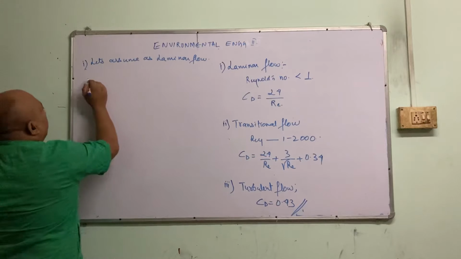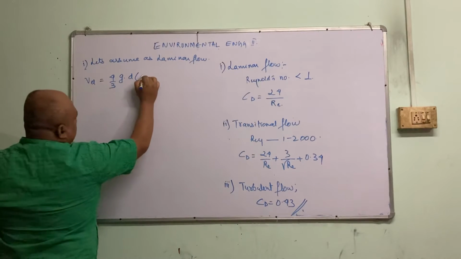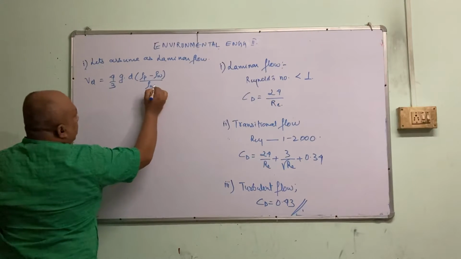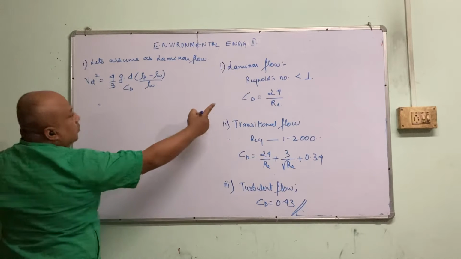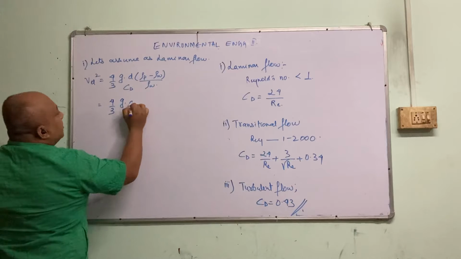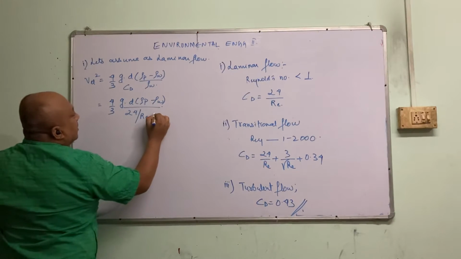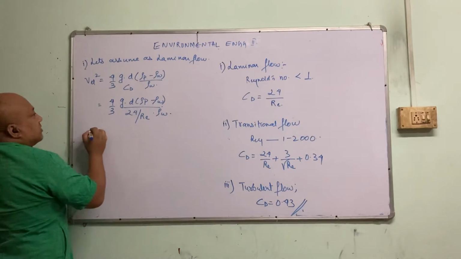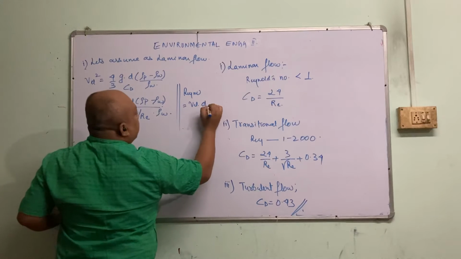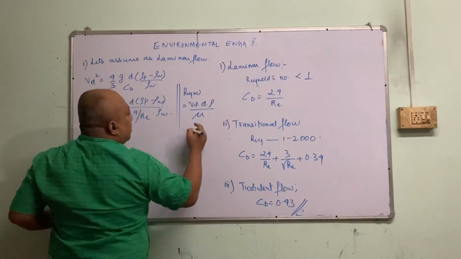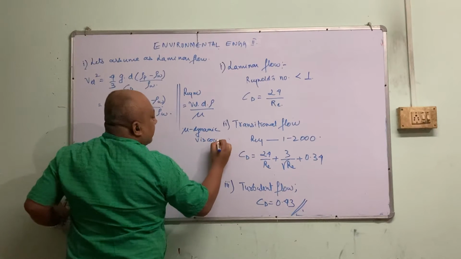Now, if this is laminar flow, we know that the velocity squared is equal to 4 by 3 g D, (rho P minus rho W) divided by rho W into C D. So, C D will be equal to 24 by Re. Now, we know that the Reynolds number is equal to velocity into diameter into rho divided by mu. Here, mu is the dynamic viscosity. Okay.